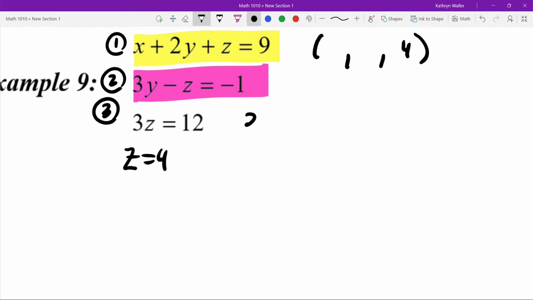So you've got 3y minus 4 equals negative 1. That gives me 3y equals 3. And that gives me y equals 1.